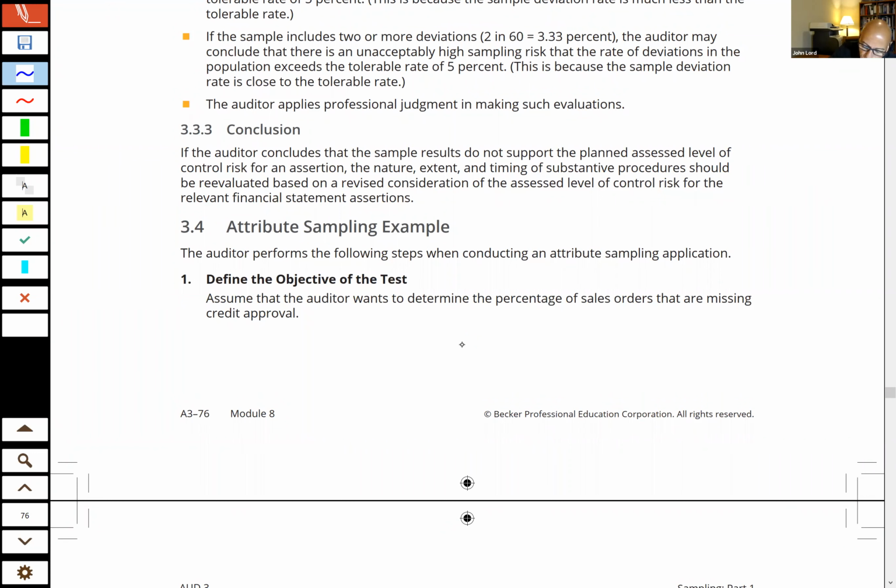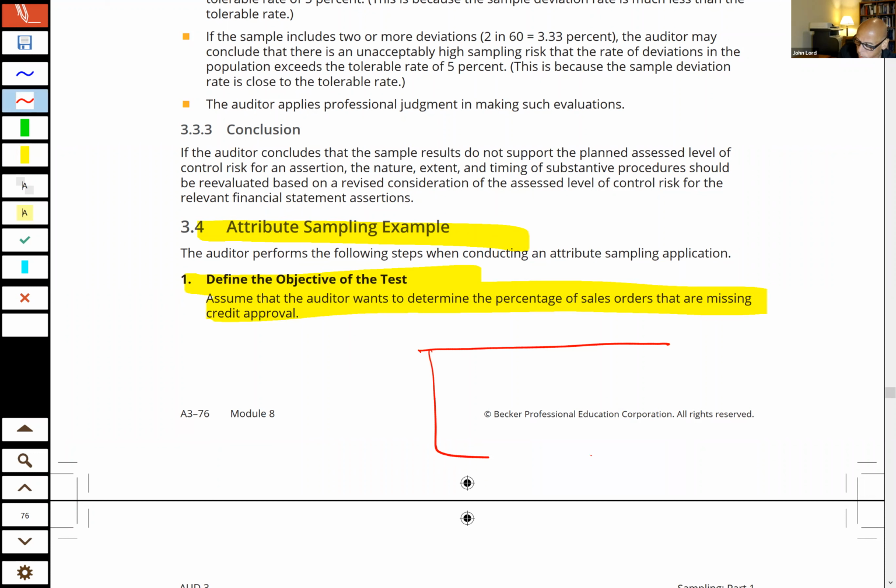Now, coming back up, what we're going to look at here is an example, and this is a very good example of attribute sampling. Okay. And so what we're going to do is have a test that we're going to be doing, and we want to see if a sales invoice has the appropriate credit approval. So we're looking at a sales invoice. And we're looking to see if the credit department first checked the person's credit and approved them.